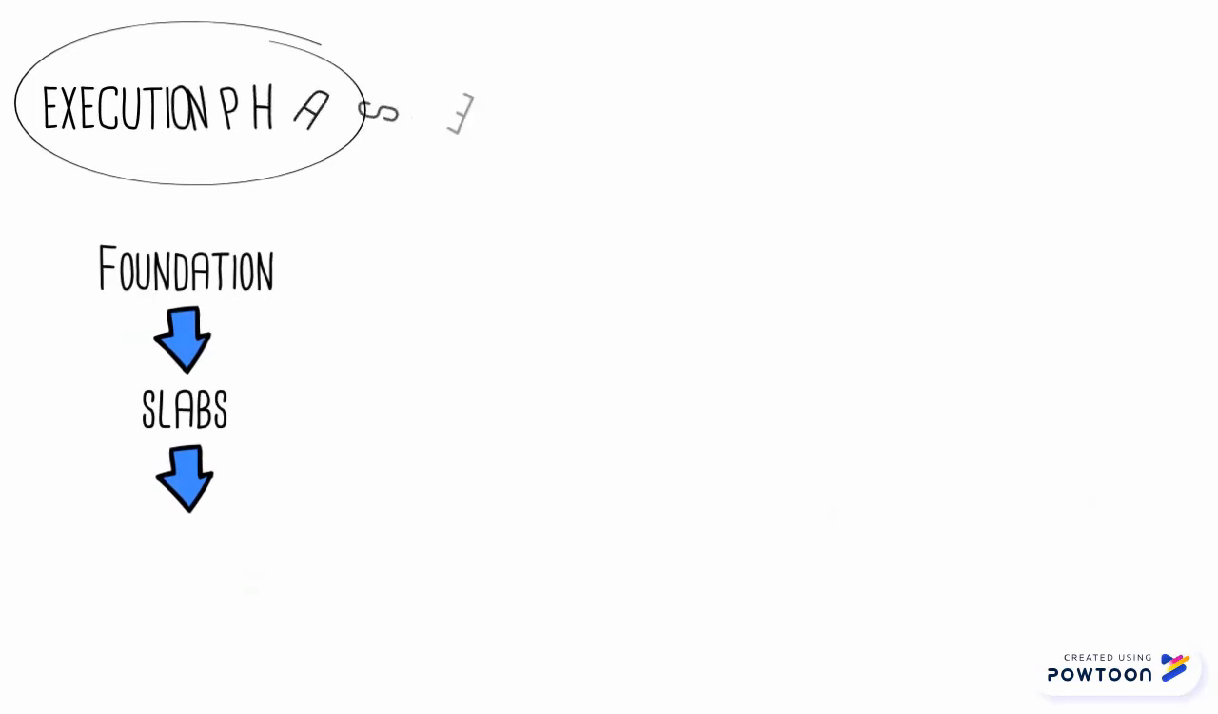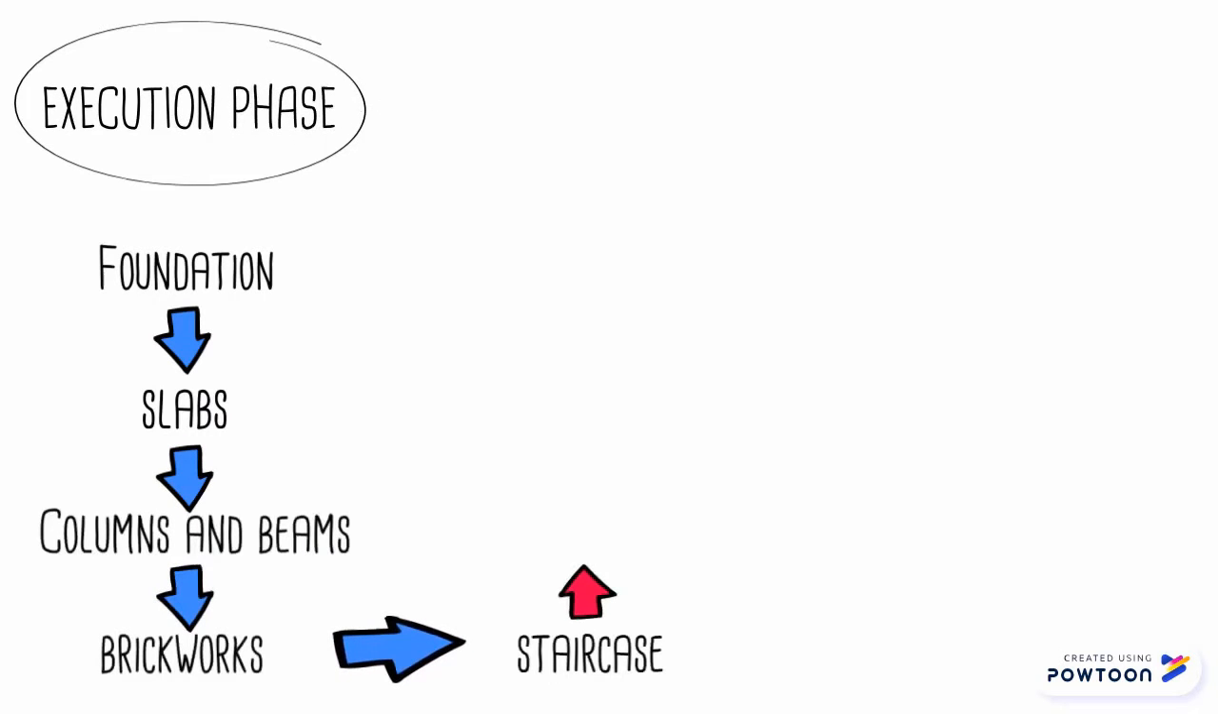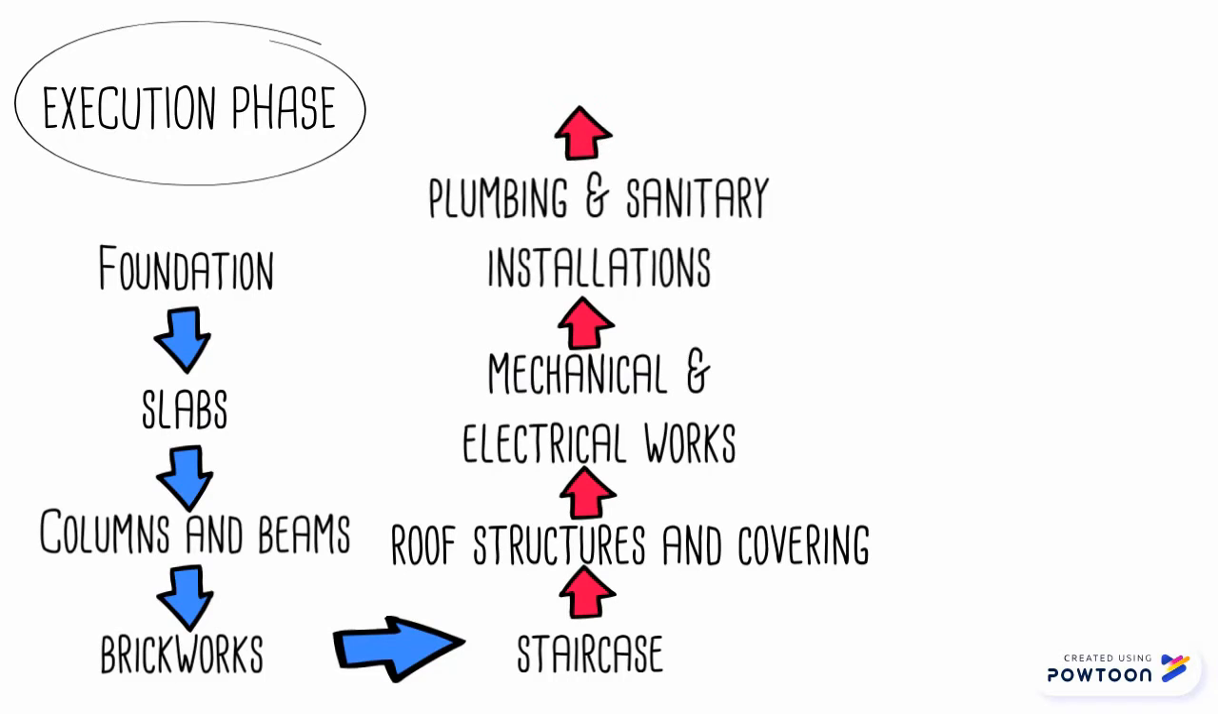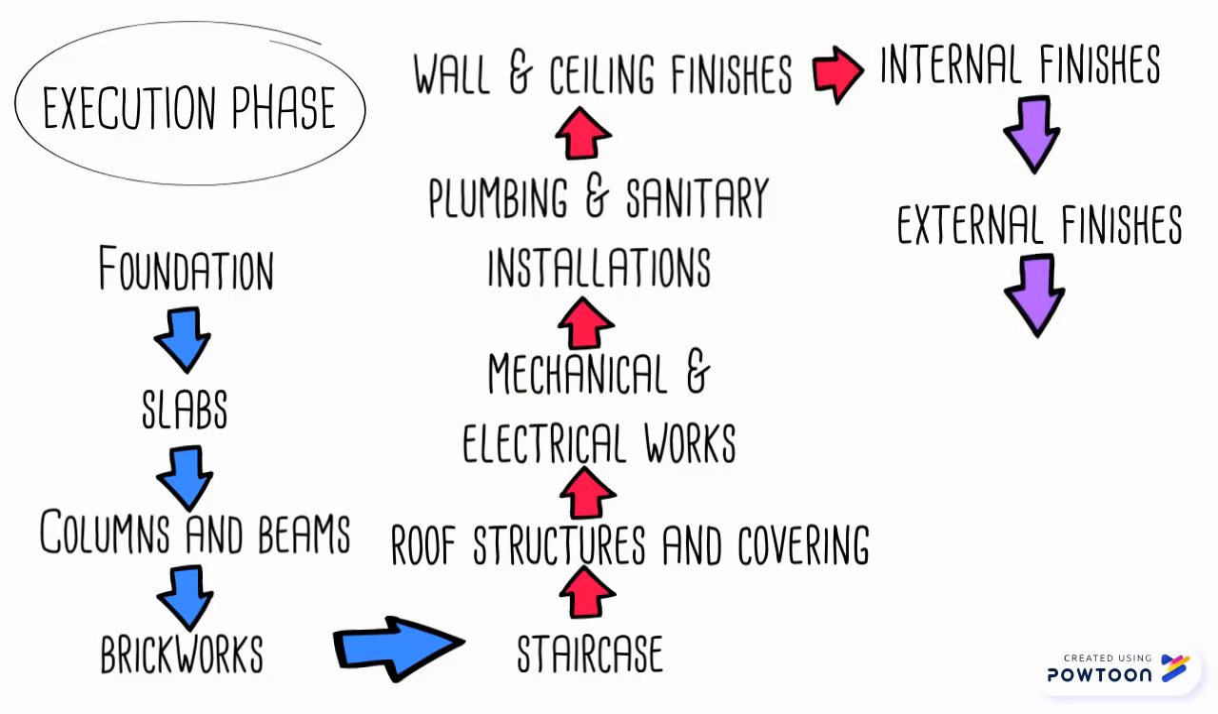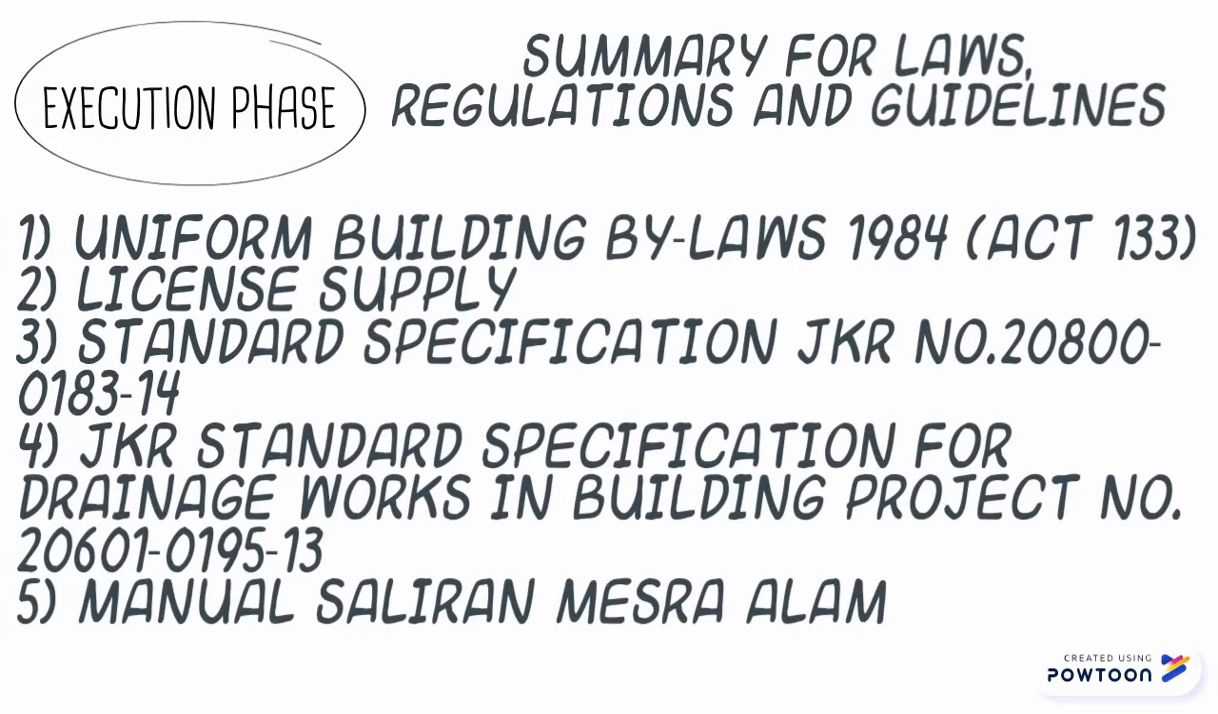The execution phase, as you can see from the picture, starts from the foundation and ends with the landscaping. The acts and regulations related to the execution phase are: foundation, that can be found in the UBBL Universal Building Bylaw Section 73. Structural can be found in the UBBL Universal Building Bylaw Part 6 in the Constructional Requirements Section 106. Internal water plumbing can be found in the JKR of Malaysia 2005 on Section K.